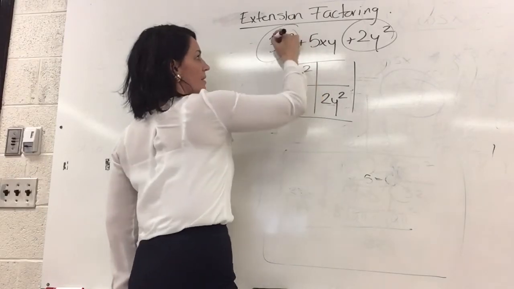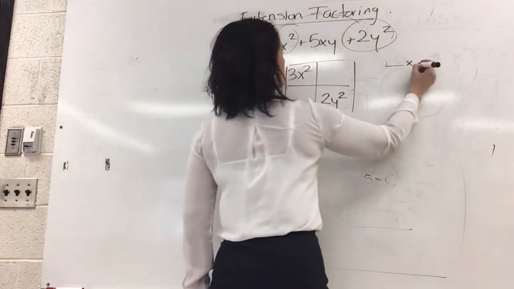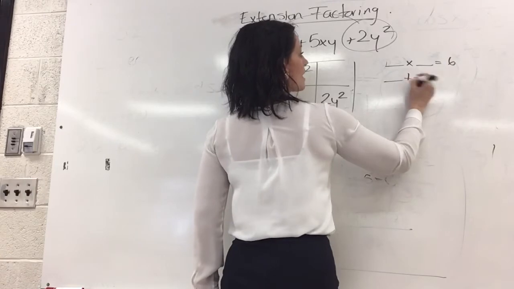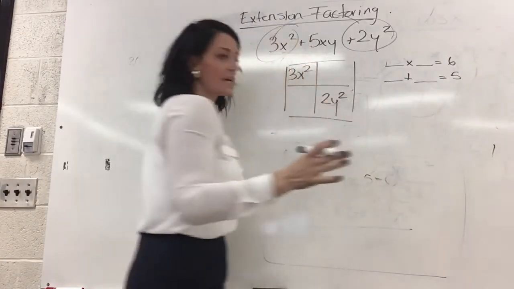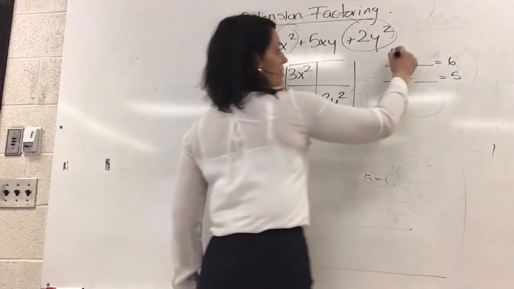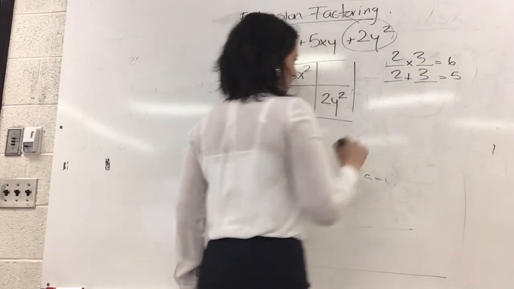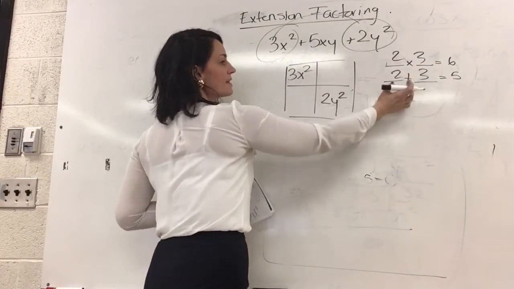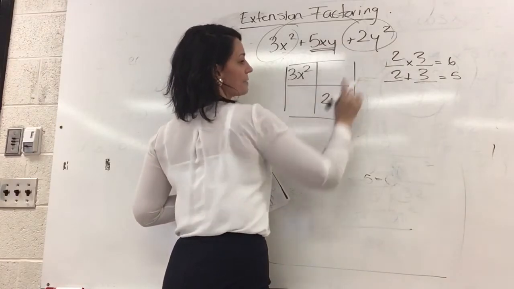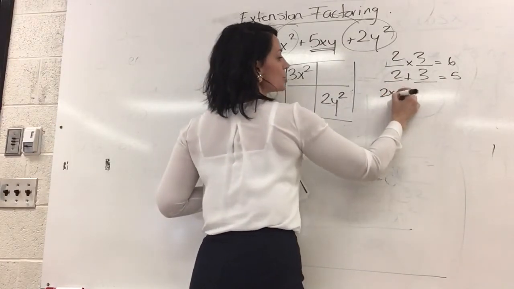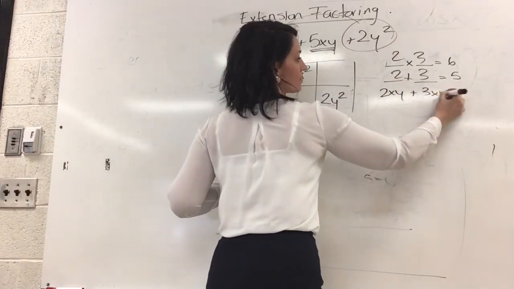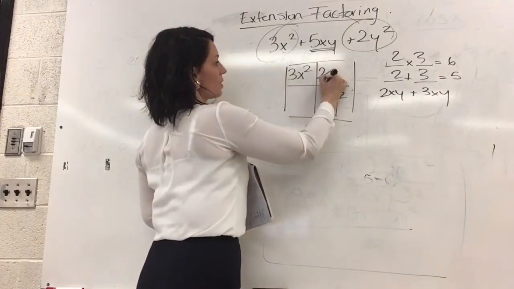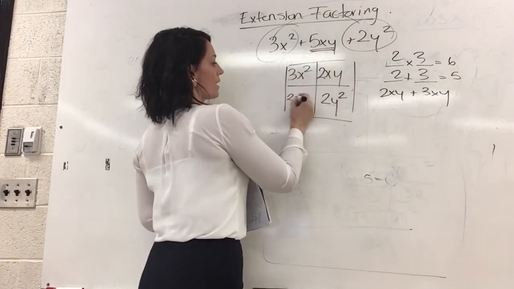Then you're going to do the same thing, multiply this by this. We're looking for two numbers that multiply to be 6 and add to be 5. So we really haven't done anything different at this point. So our numbers are 2 and 3. But then what we need to put in here is basically these need to add together to be 5xy. So you're doing 2xy plus 3xy. Okay, so that's what needs to go here, 2xy and 3xy.